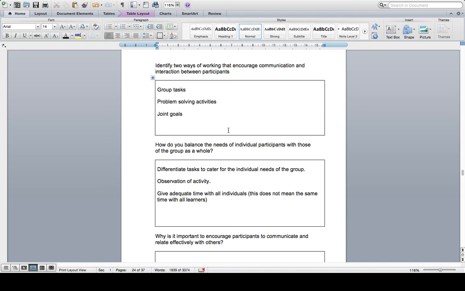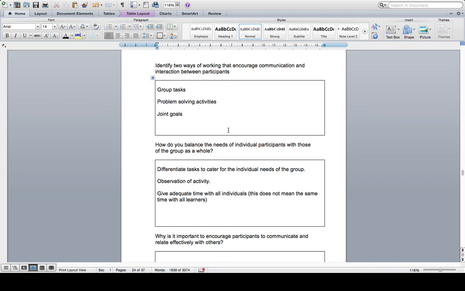Identify 2 ways of working that encourage communication and interaction between participants. In order to get everyone working together, group tasks are really good for that. Get them sat down, get ideas going, and problem-solving activities as well. Even things like icebreakers, such as trying to build the biggest tower out of wine gums. It gets people thinking of different things and interacting. It's really good.